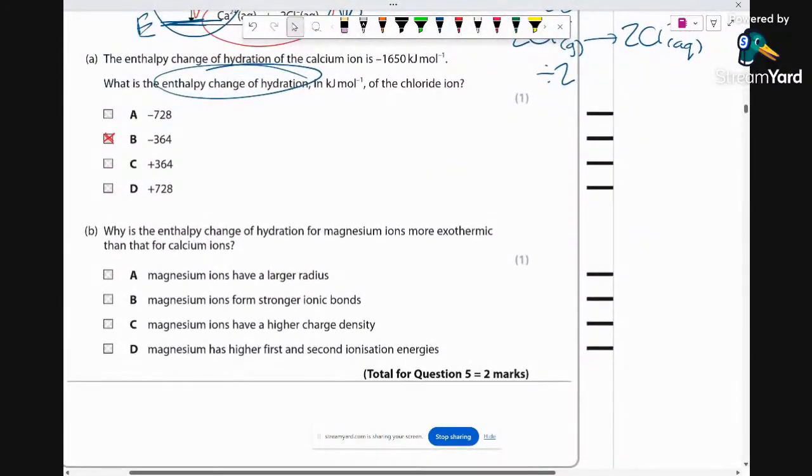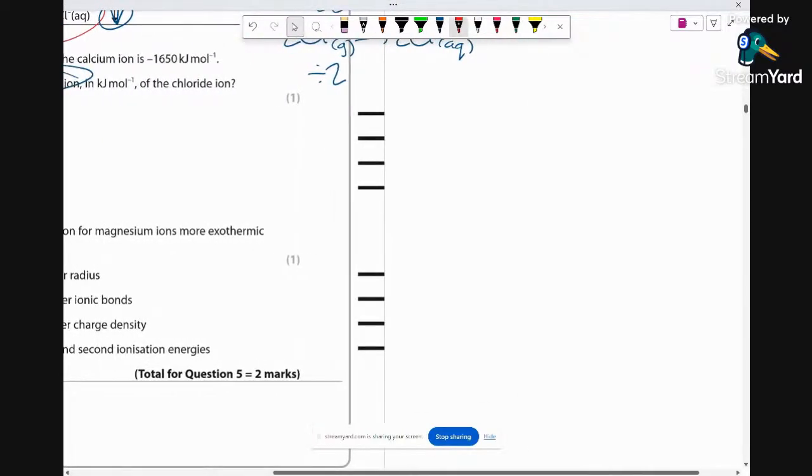Why is the enthalpy change of hydration of a magnesium ion more exothermic than a calcium ion? Okay, so the explanation for this is the fact that a calcium ion is larger than a magnesium ion. And it's simply down to the fact that it has an additional shell. Look at it in group 2. Beryllium, magnesium, calcium. Calcium's got 4 shells, whereas the magnesium only has 3.